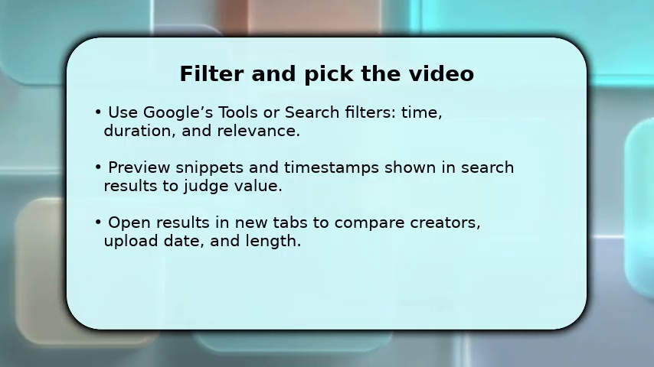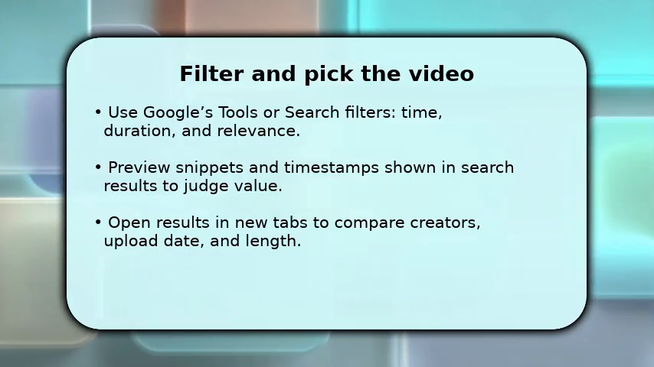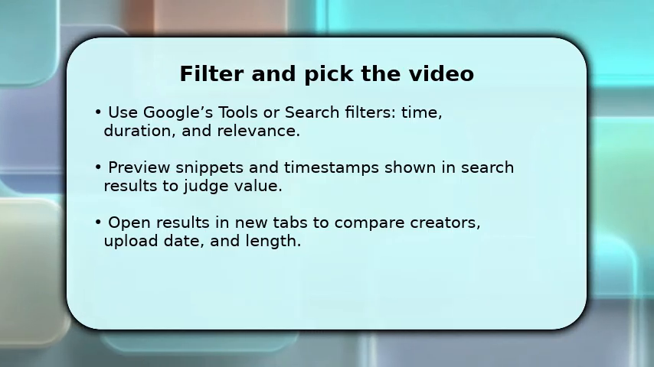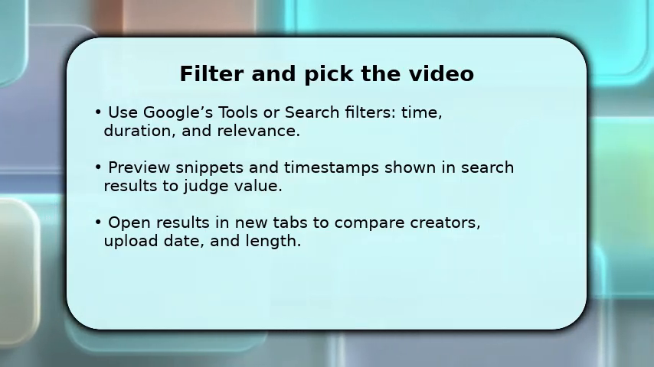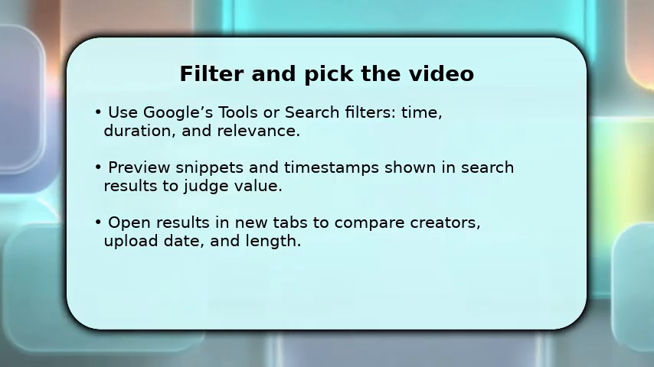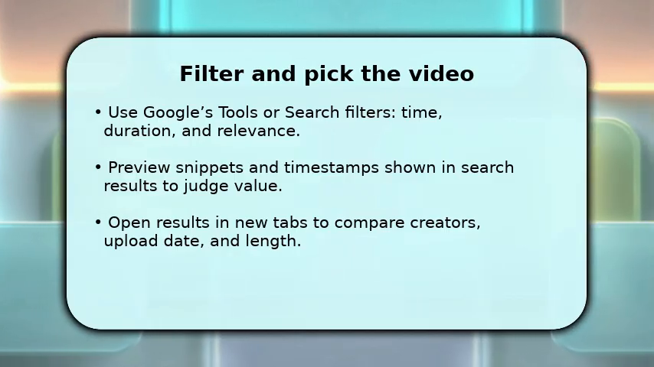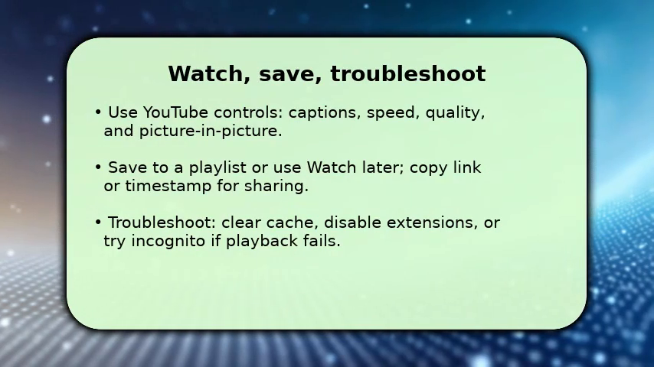Once you click a result, preview the snippet and any timestamps Google shows to assess whether the video contains the segment you need. Make sure to open promising videos in new tabs so you can compare creators, view counts, and upload dates without losing your place. You'll quickly identify the best source to watch or finish by using YouTube controls to tailor playback.